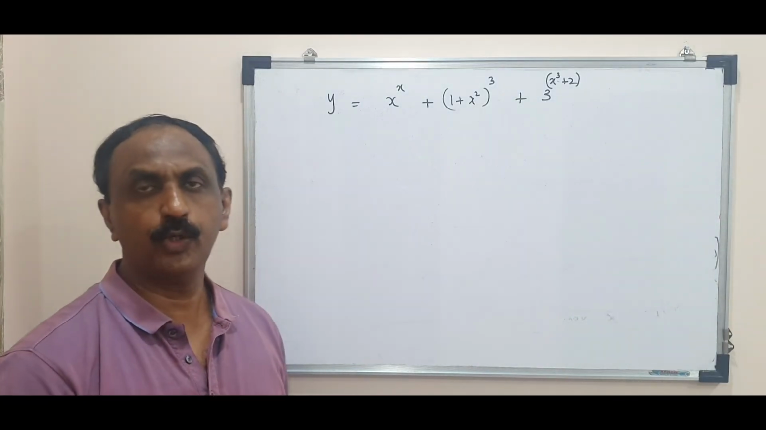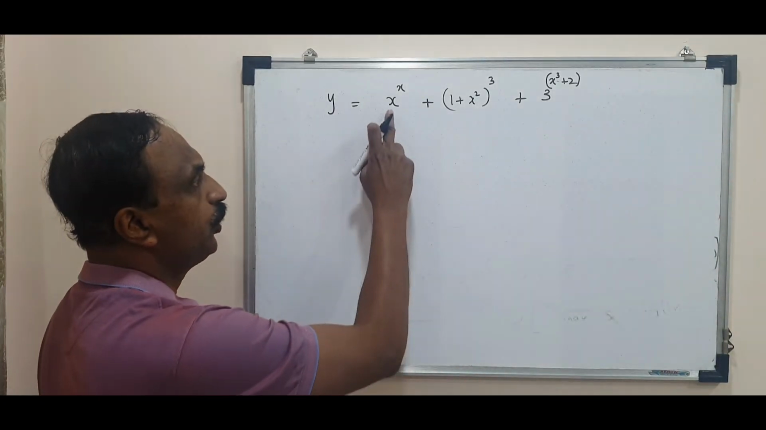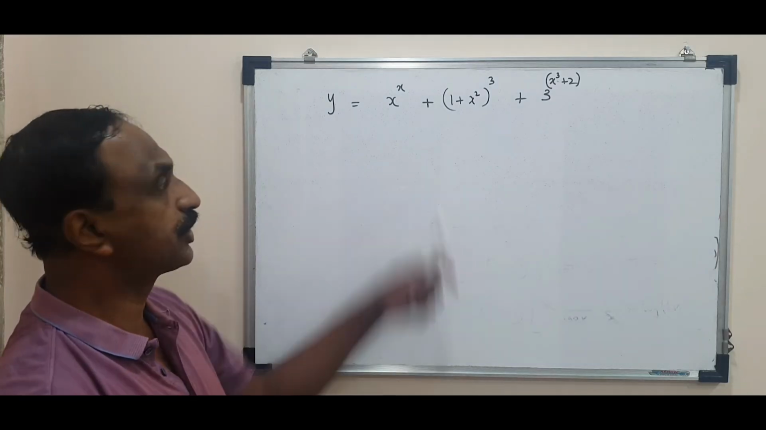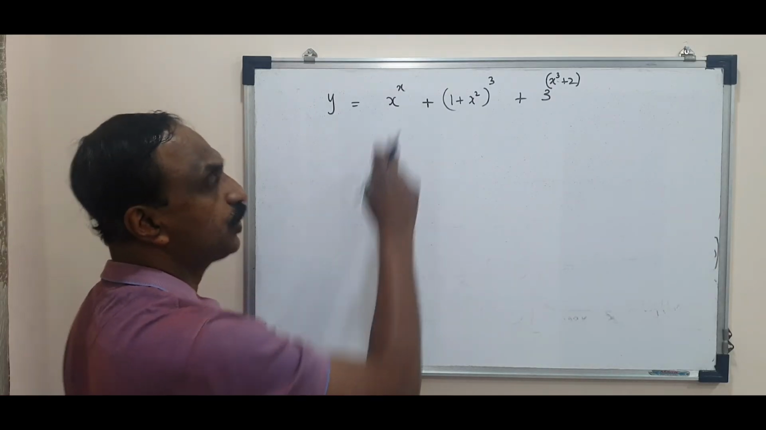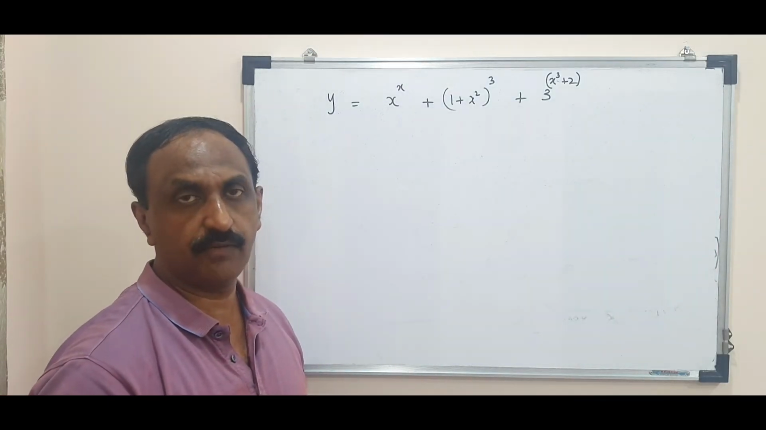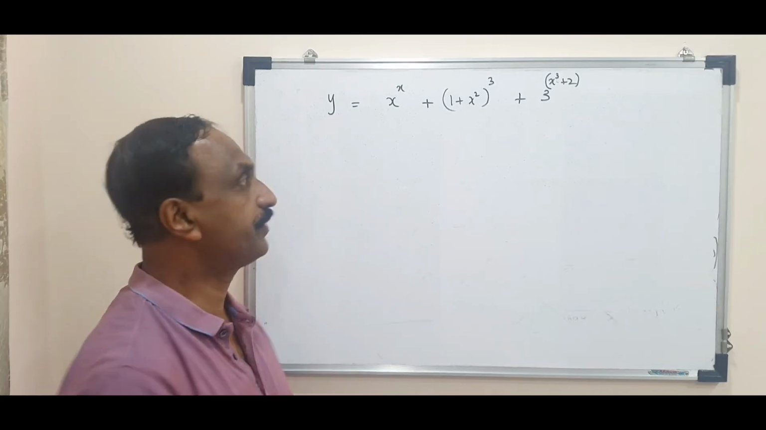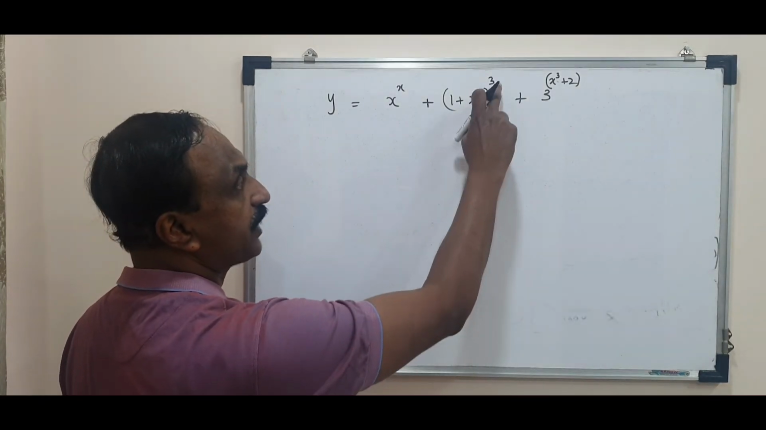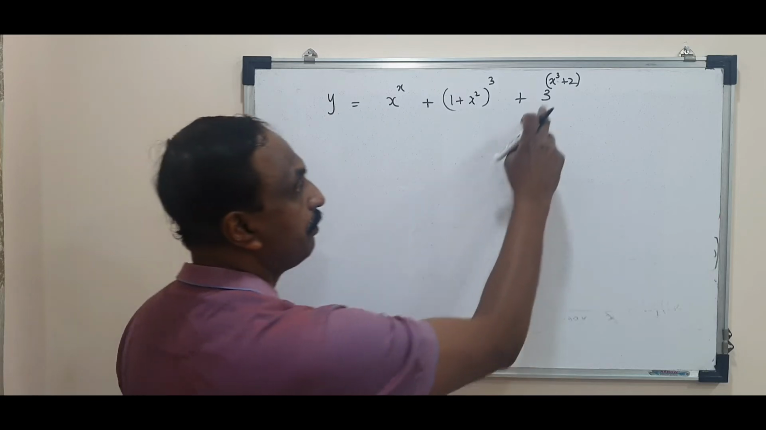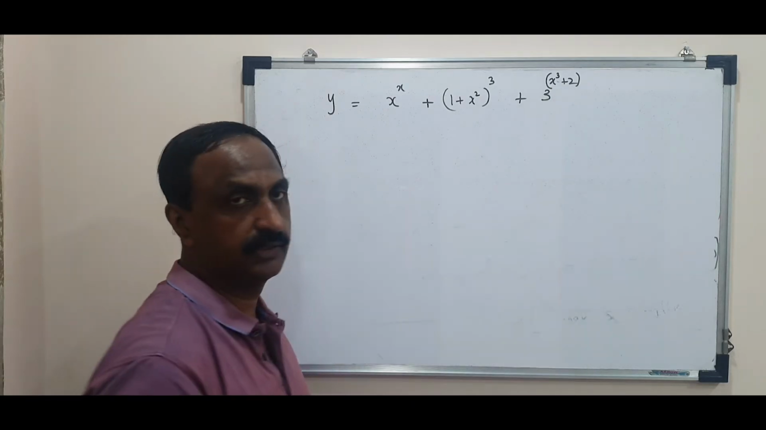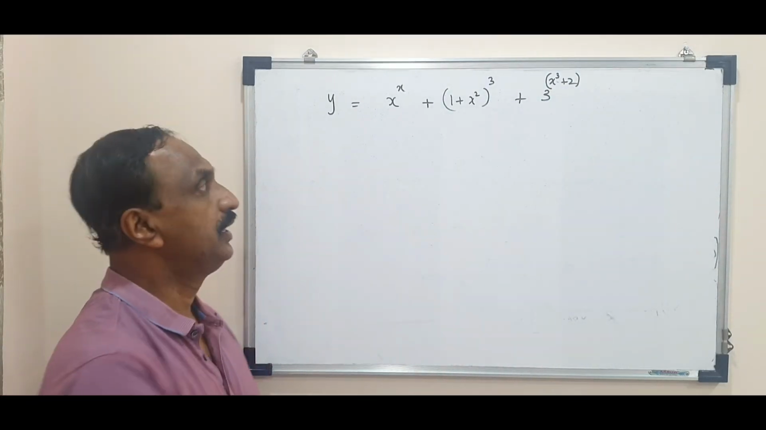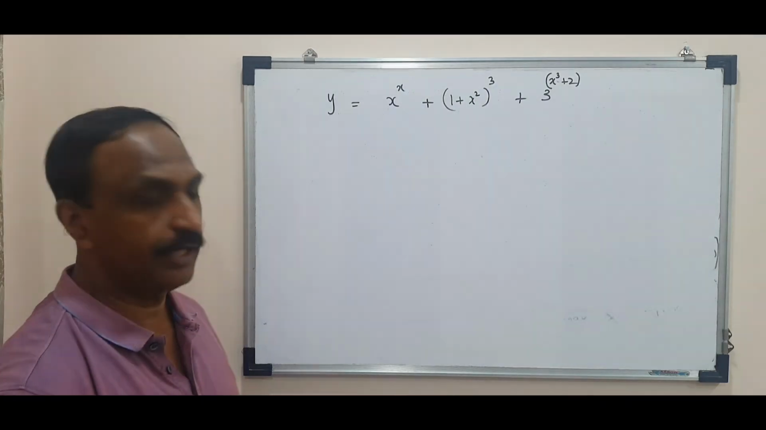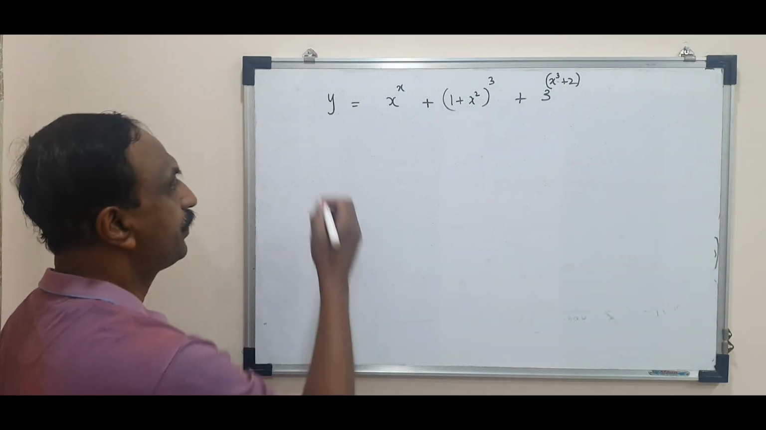One more problem I want to make you notice. You can see 3 different types of functions over here. x raised to x: base is a function of x, power is also a function of x. Base is a function of x, power is constant. Base is constant, power is a function of x. For each one, the methods are different. Let's discuss all the methods.